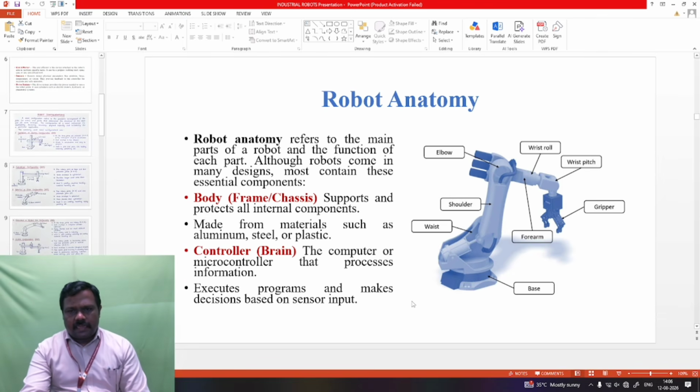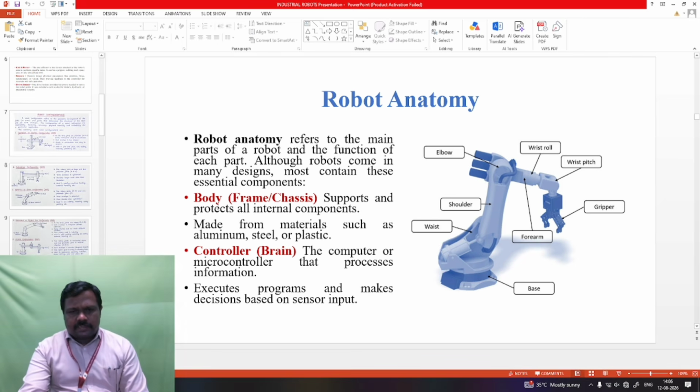Next we have to see the robot anatomy. Robot anatomy means there are different parts of the robot. Robot anatomy refers to the main parts of a robot and the function of each part. Although robots come in many designs, most contain these essential components.